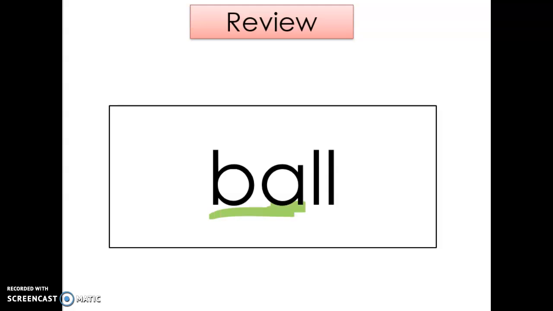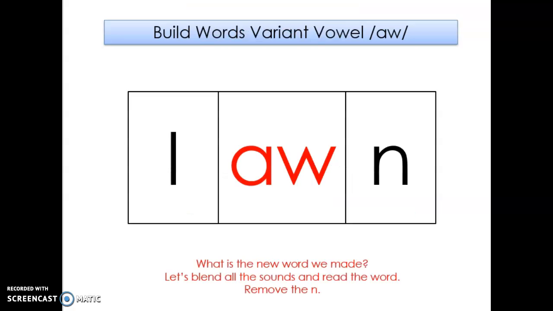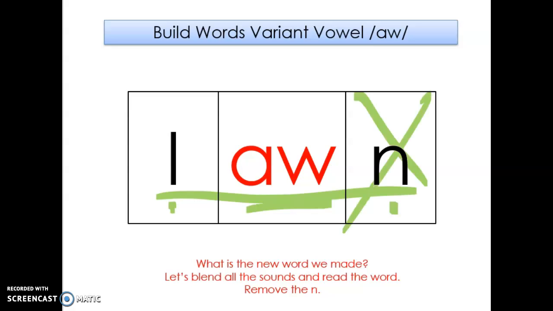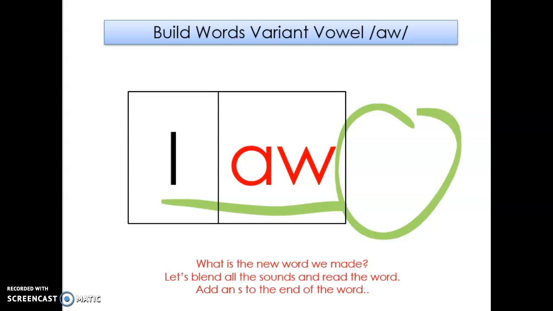I have A, like in the word ball. AW, sound it out. Okay, sound this word out. The word is lawn. Get rid of the N. Think. Say the new word: law. What's the word? Add an S at the end of the word.